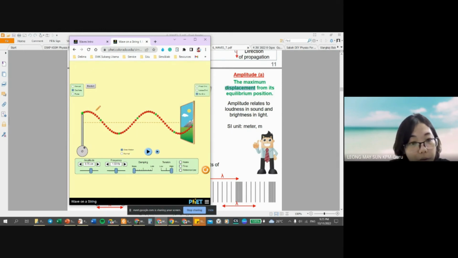Okay, so from this position to this position, because they are at the top, this position is known as a crest. The maximum position of a wave is known as a crest. The minimum position of the wave is actually known as a trough. I hope I spelled that correctly. Please correct me if I'm wrong. So from a crest to another crest, this is known as a wavelength.